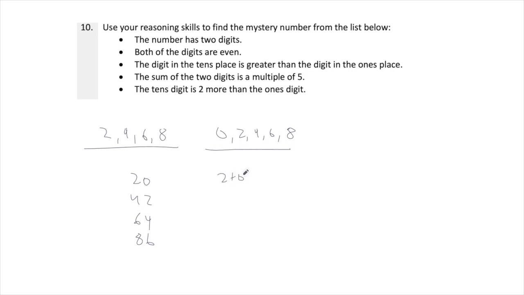So 2 plus 0 is equal to 2, 4 plus 2 is equal to 6, 6 plus 4 is equal to 10, and 8 plus 6 is equal to 14. So out of these four numbers, only 10 is a multiple of 5, so the answer to this problem would be 64.